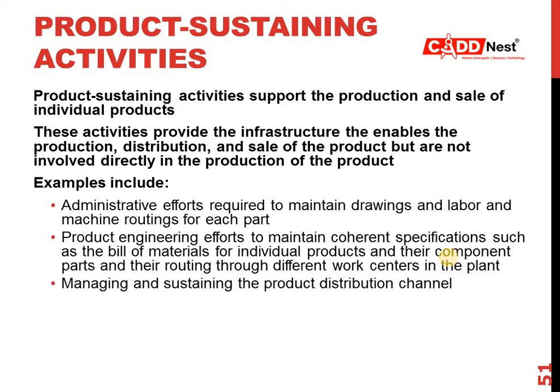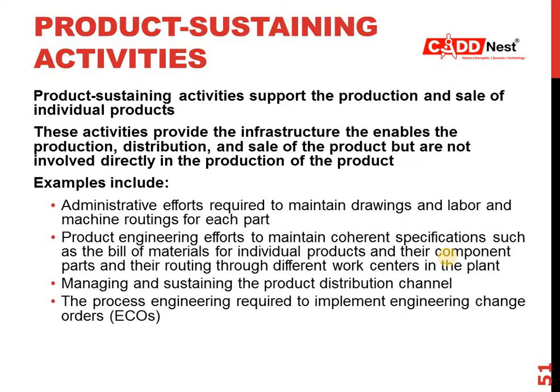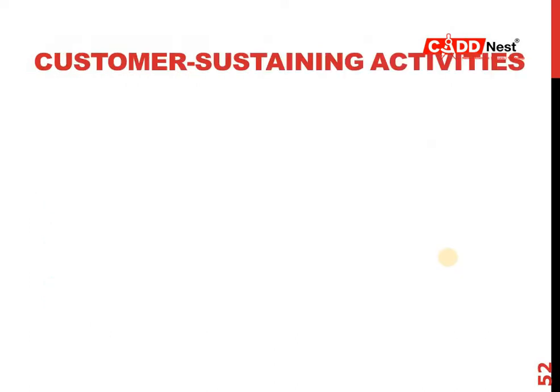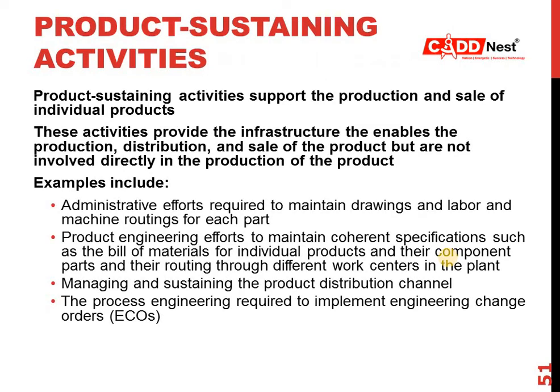And then managing and sustaining the product distribution channel. So all the efforts that management or the administrative department takes are also one of the product sustaining activities. And the process engineering required to implement engineering change orders, that is ECOs as we call them. This is one of the product sustaining activities. So these are all examples which are not involved in the production but still needed for the production. So these activities are called product sustaining activities.